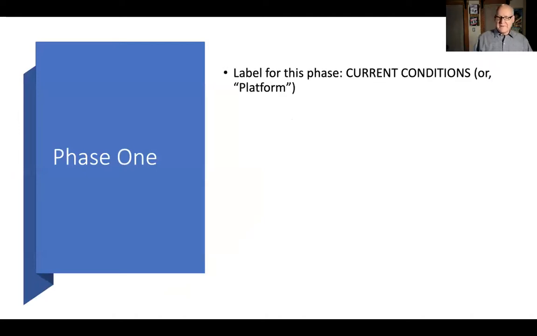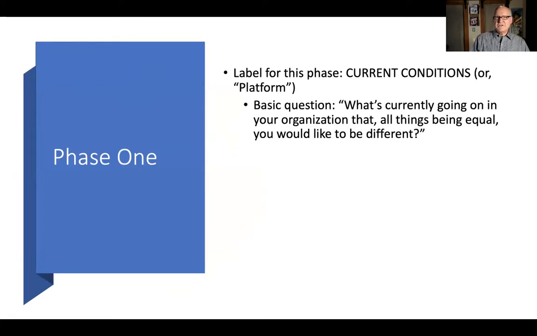Phase one, the label for this phase, the title is current conditions. It's also called the platform. Some people in the world of SF call it the platform. I certainly use that word myself, but current conditions is a little bit more commonly heard, at least in my classes. And the basic question you're asking in the first phase is what's currently going on in the organization that, all things being equal, you would like to be different.